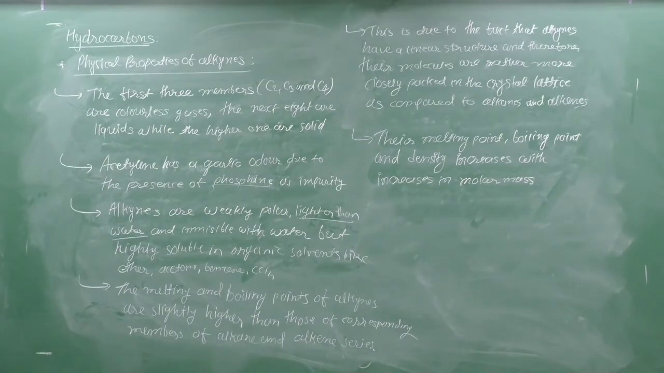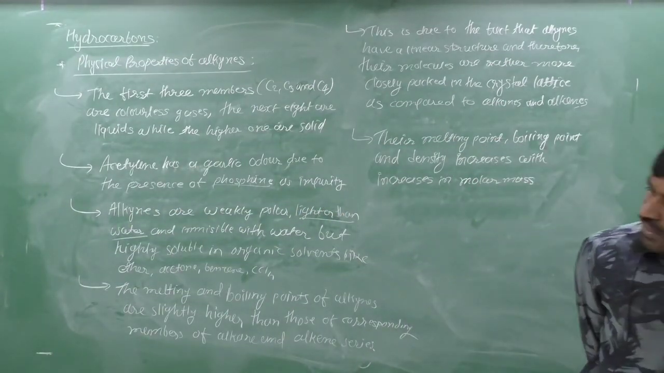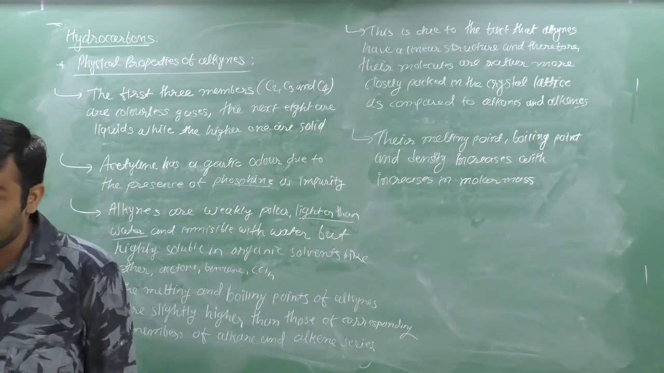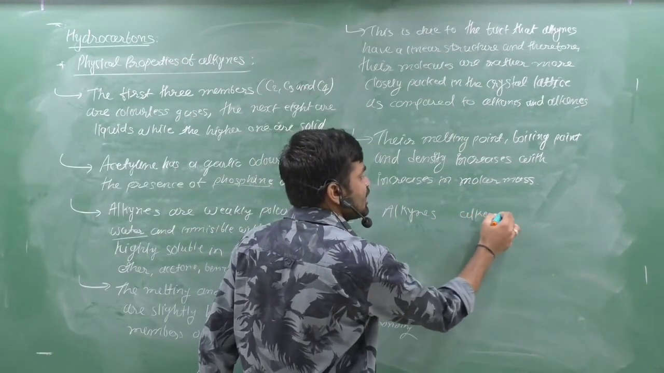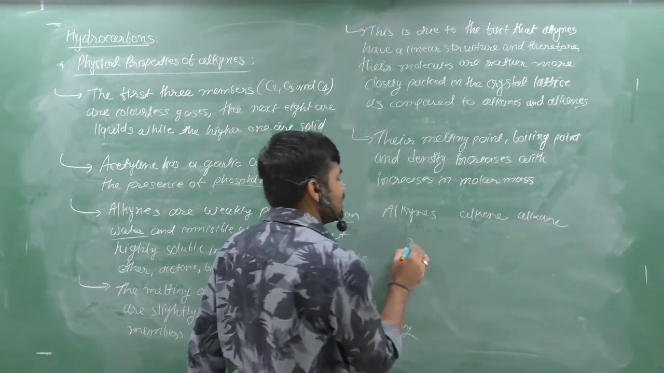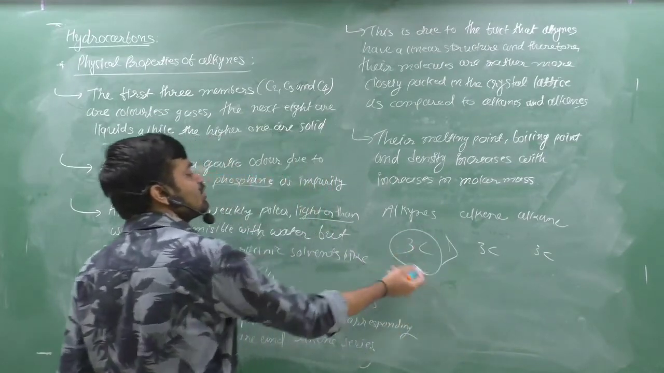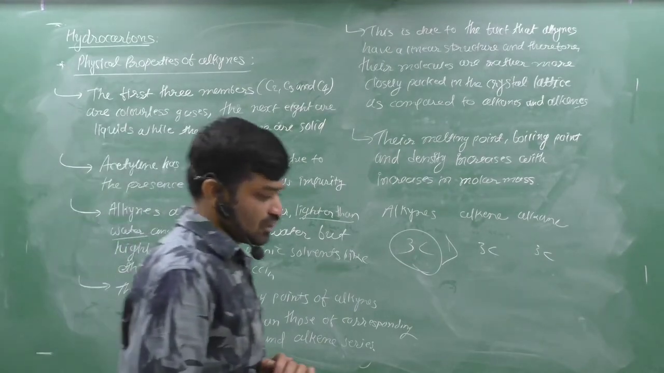Next one is, the melting and boiling points of alkynes are slightly higher than those of corresponding members of the alkane and alkene series. Suppose we have a 3 carbon alkane, a 3 carbon alkene and a 3 carbon alkyne. If you compare melting and boiling points, the higher ones are in the alkynes, then alkene and alkane. Clear? What is the reason for that?